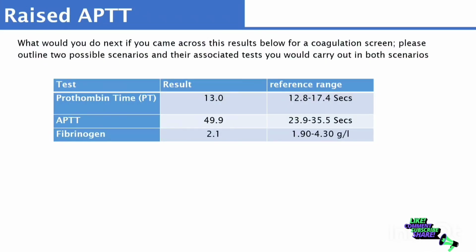Now, there is a question on raised APTT. So obviously there's a result, and this person was asked, what would you do next? I want you to note the words, what would you do next, if you came across this result below for a coagulation screen. Please outline two possible scenarios and their associated tests you would carry out in both scenarios.